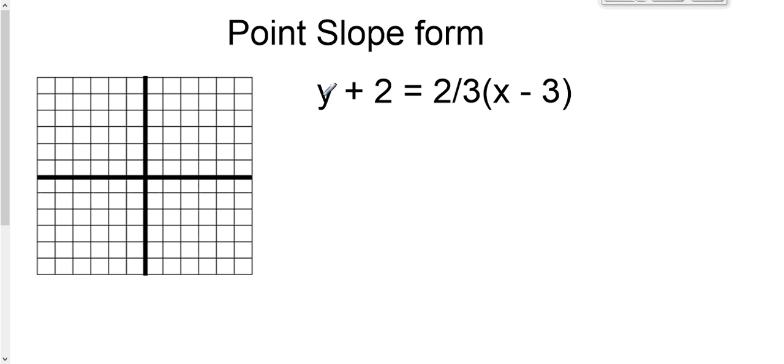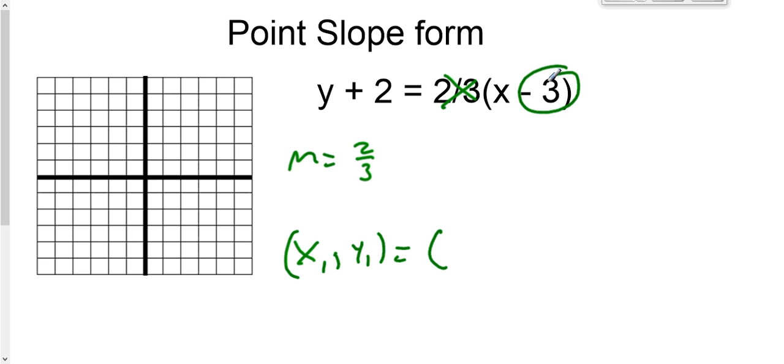Trying it again. Again, our slope, 2/3. So we don't need it. We need our point of x1 and y1. So again, x is right here. We need the opposite sign. Y is right here. I need the opposite sign. There is our starting point, 3, negative 2.